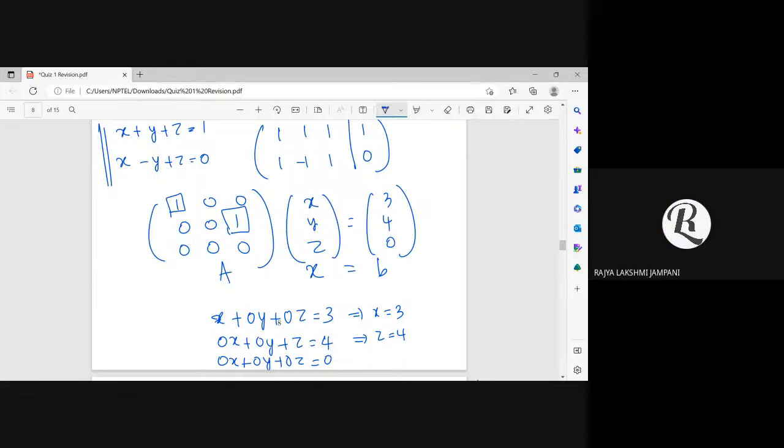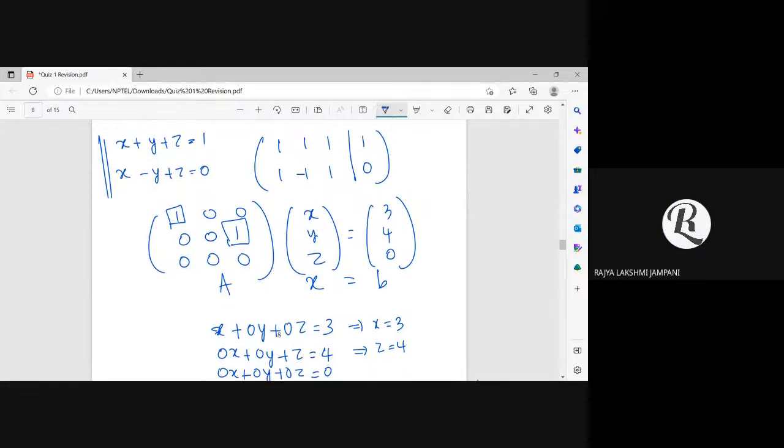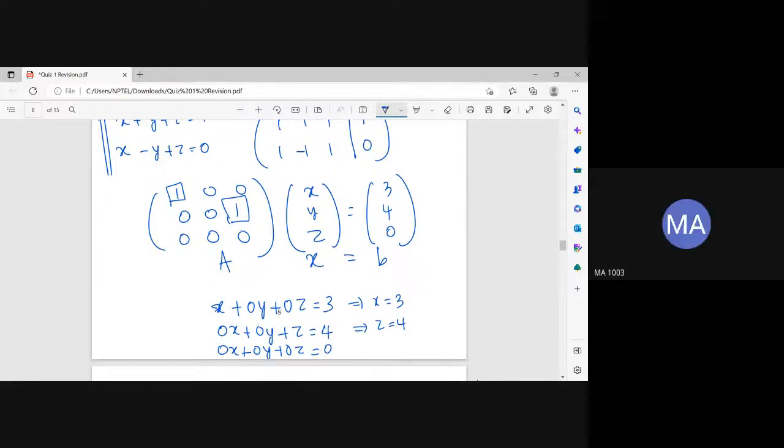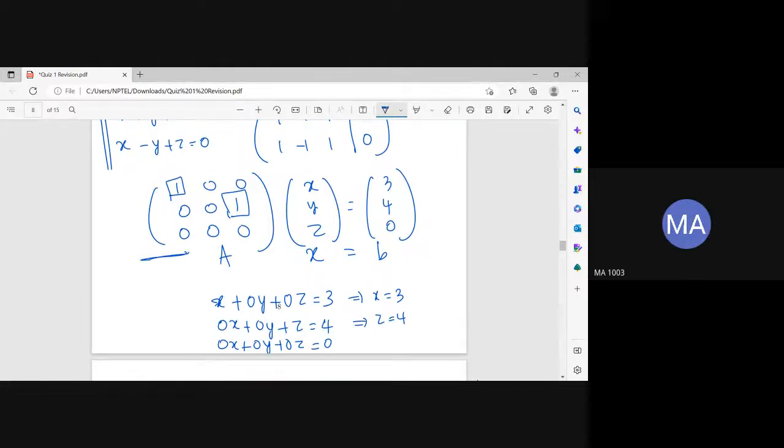Ma'am, one more query. If we have two equations like 0x plus y plus z equal to something, and the second equation also has 0x plus y minus z equal to something, so in every equation the coefficient of one variable is 0, then do we say it is a system of equations with three variables, or can we ignore that variable and say it is a system of two variables? See, for this example, it's still a system of three variables. After reducing we got these zeros, that's fine, but I'm asking even before reducing, what if this was the system? Even then, it is in R3.